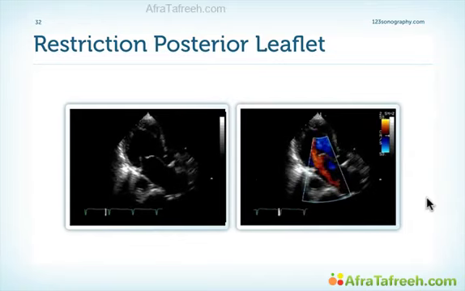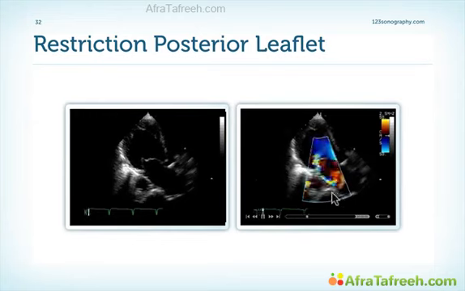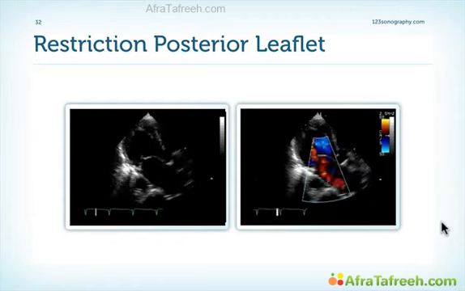Again, my question, how severe do you think regurgitation is? Again, very severe, I would say. Don't forget, the area of the jet does not correspond to the severity. We have the Coanda effect, which leads us to underestimation of MR severity.